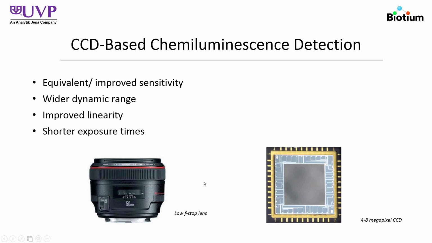Now, in order to effectively do CCD-based chemiluminescent detection, we use cooled scientific cameras and lenses which are low f-stop lenses, very fast, they let through a lot of light, and we are using a modern CCD. In this case, we typically use a 4 to 8 megapixel CCD that is cooled.